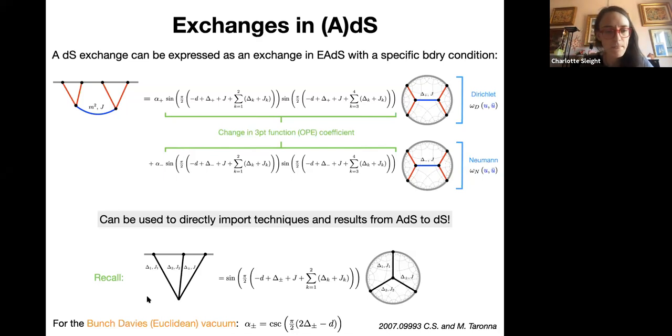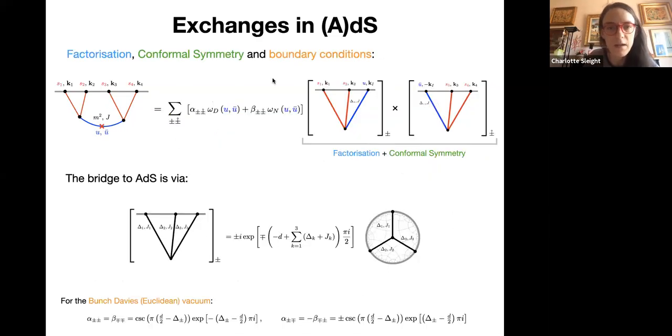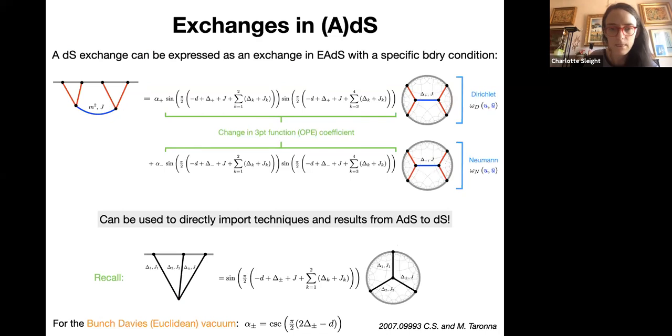So in the following, I will explain how we can use this. Returning to this full Mellin-Barnes representation of exchanges in momentum space, we'll explore a little bit what we can uncover about exchanges and interactions in de Sitter using this framework. For concreteness, I will focus purely on exchanges in the Bunch-Davies vacuum, which corresponds to these choices for the coefficients alpha and beta.